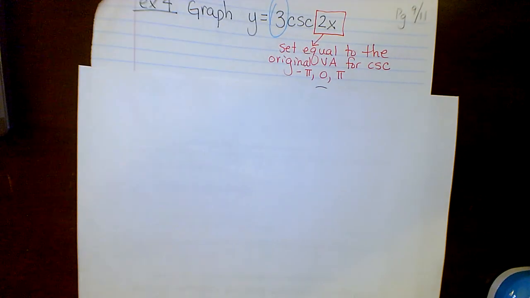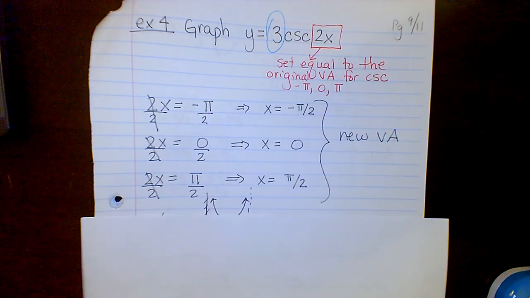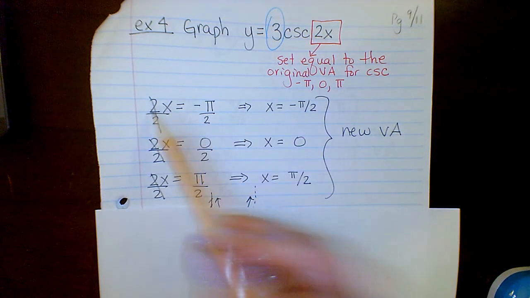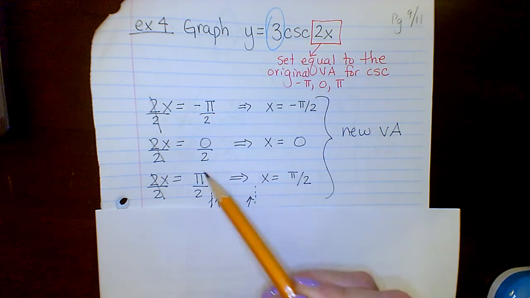Okay, so cosecant graph. Let's take the argument. The argument is the thing you're taking the cosecant of. Okay? So we're going to take that argument and we're going to set it equal to the original vertical asymptotes for one period of the cosecant function. Those happen to be -pi, 0, and pi. Remember, the cosecant and the secant have 3 vertical asymptotes to them. All right, so 3 equations, all solved in the very same way. So, see, the argument 2x, I set it equal to -pi, 0, and pi.